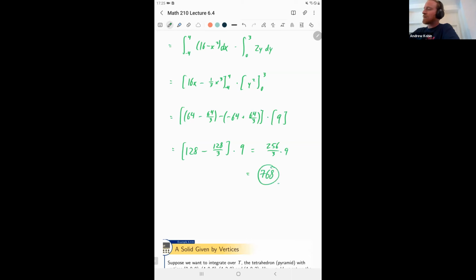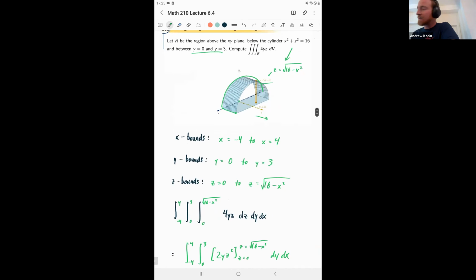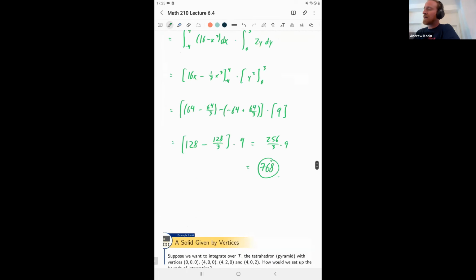So quick gut check, we had this semicircular region in XYZ space. And we wanted to know the density of this, the total mass of this, where the density function assigns a density of 4yz at a coordinate xyz inside of this cylinder. And the total density, or the total mass, was 768 cubic units, whatever it is, or mass units. Great. There we go. That's our first irregular region. Let's see what else we can do.